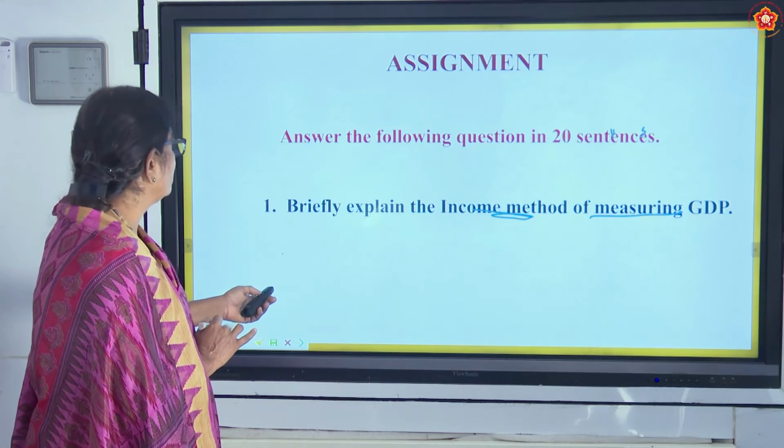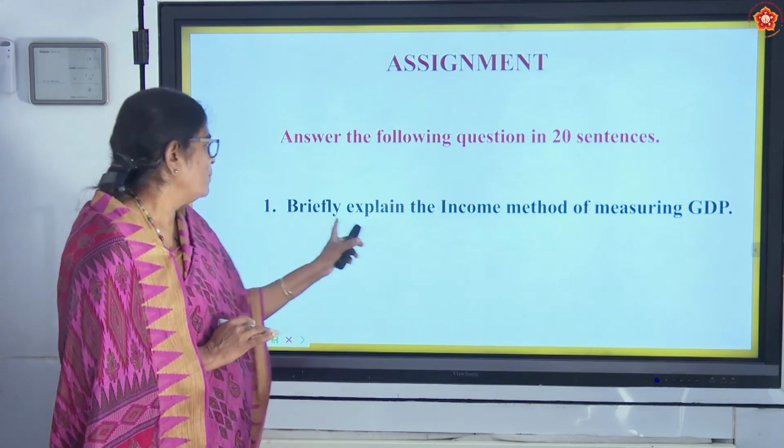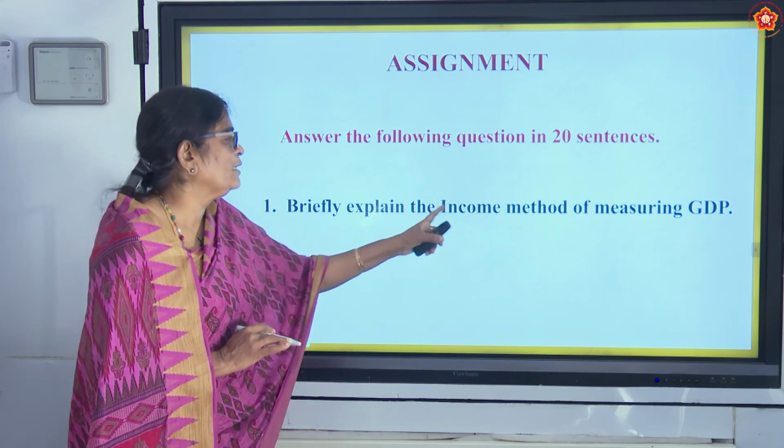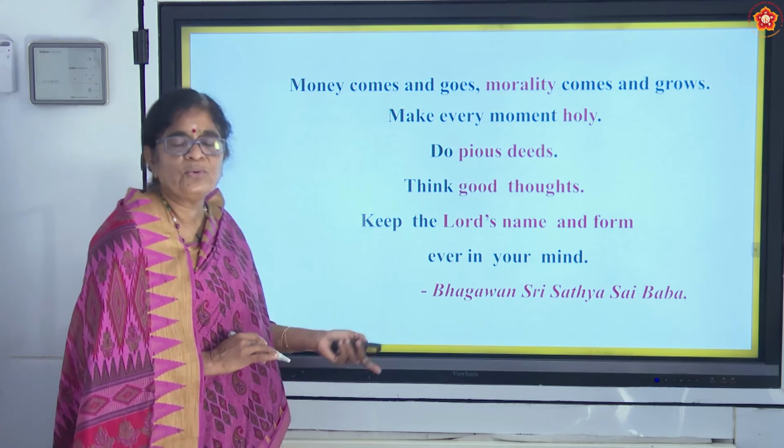Therefore, what you have to do now is attend this question, because it is always asked in the board exam: briefly explain the income method of measuring GDP, 6 marks.